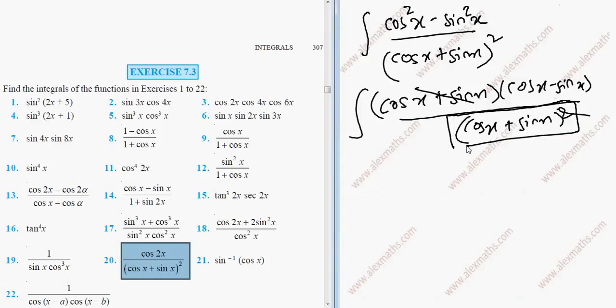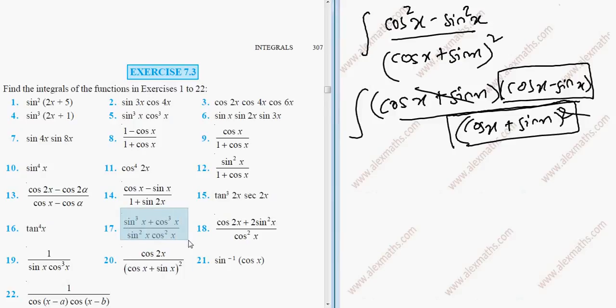I'll take this as t, and I'll get this as dt. Sometimes it is dt or minus dt, whatever. But it will become dt by t log t, and I can complete the problem. This one I have to individually divide and do.